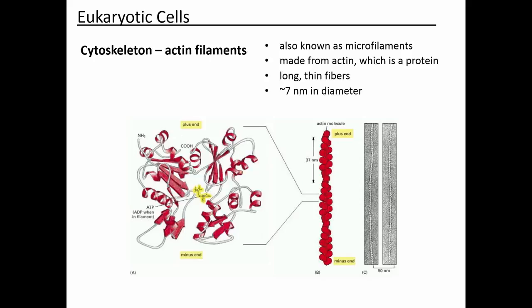There's two major roles for actin filaments. One is that they stabilize cell shape. And they also help an entire cell or parts of the cell to contract.